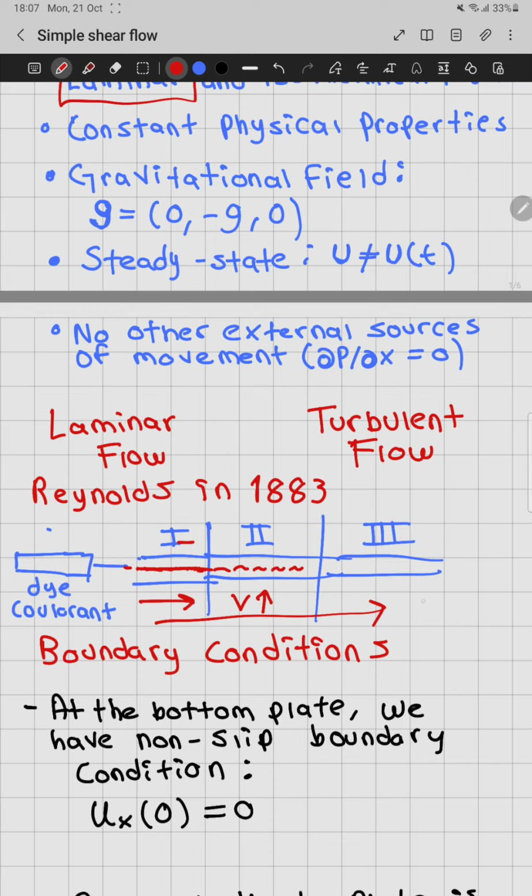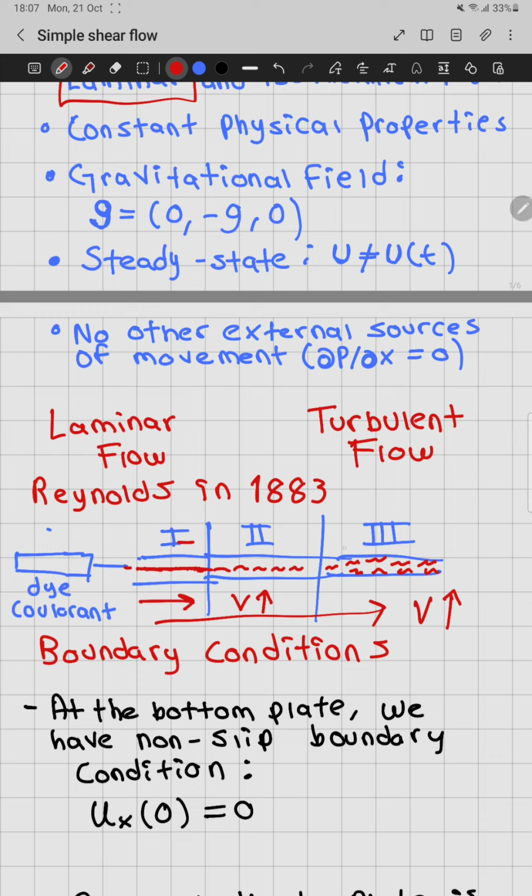And in zone 3, he increased the velocity a lot. He observed that the colorant dissipated through the channel. He started to notice that the flow was no longer stable. It was very chaotic, and then we no longer had laminar flow.